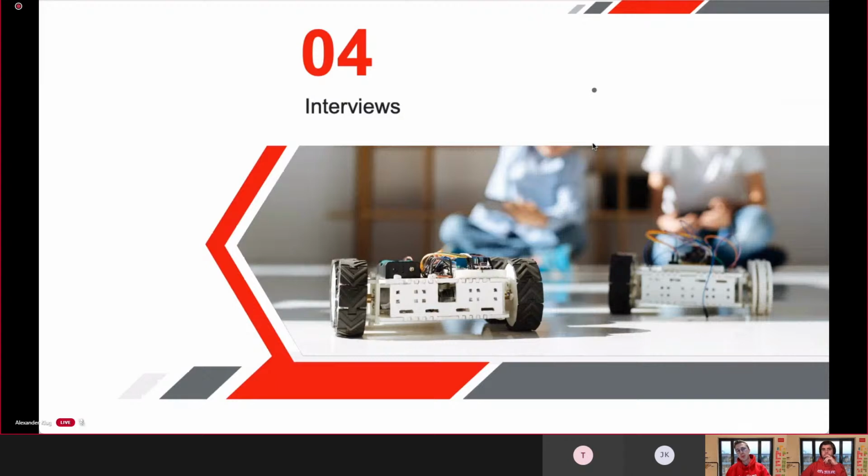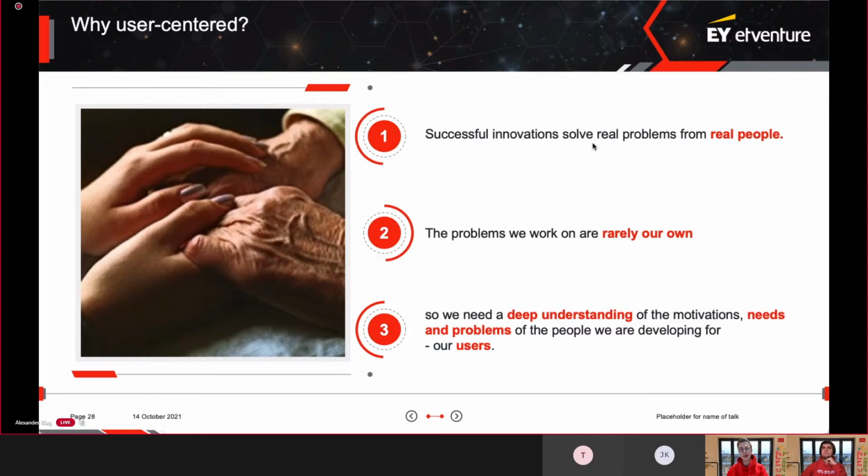So yeah, we started with the personas, but to really make them come to life, they should, and we talked about this, be based on reality. We also suggest to conduct interviews, and that's what we're now going to take a deeper look at. So why should we do interviews in the first place? Why should we be user-centered? Well, successful innovations, which I'm sure all of you want to build in the Makeathon this weekend, solve real problems from real people. So we really have to put ourselves out in reality to solve those problems.